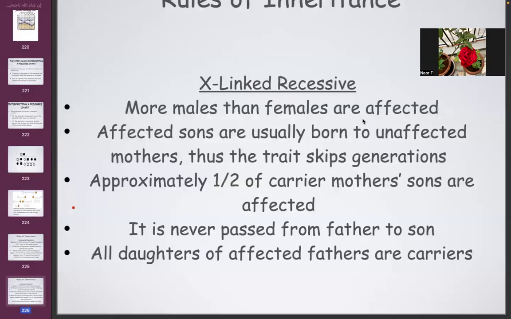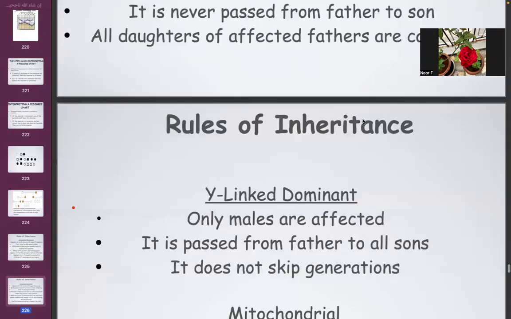Approximately half of the carrier mother's sons are affected. It is never passed from father to son. All daughters of the affected fathers are carriers.